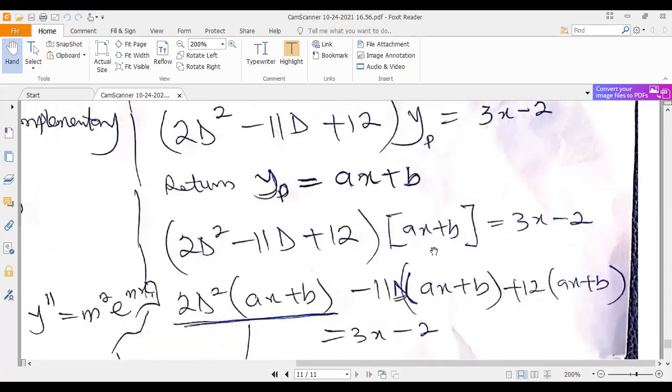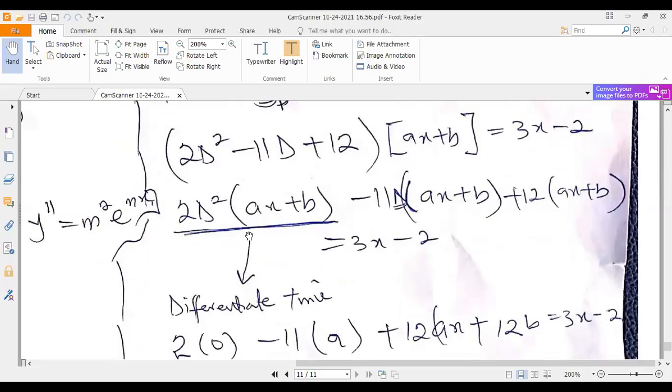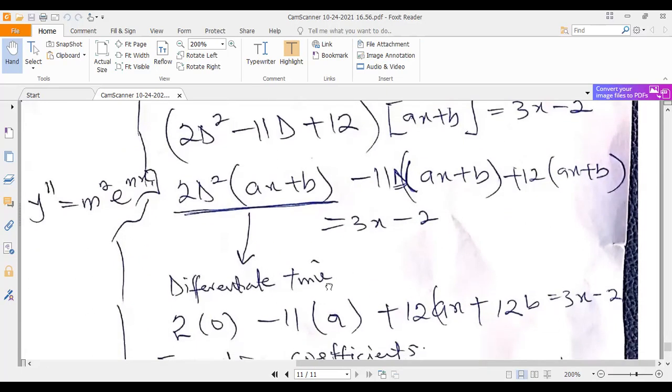So what's the next thing now? I expand: 2D squared multiplied by ax plus b, minus 11D multiplied by ax plus b, plus 12 multiplied by ax plus b. Look at this one now. This means that I will need to differentiate twice. If you differentiate ax plus b the first time, you have a, because b is a constant, it will disappear, then x reduces to 1. If you differentiate the second time, a is a constant and it will go, then you have 0, so you have 2 times 0. Then let's come back to this place now. We have minus 11. If you differentiate this once with respect to x, you have a, so you have minus 11a. Then if you expand 12 times ax plus b, it will give us 12ax plus 12b.